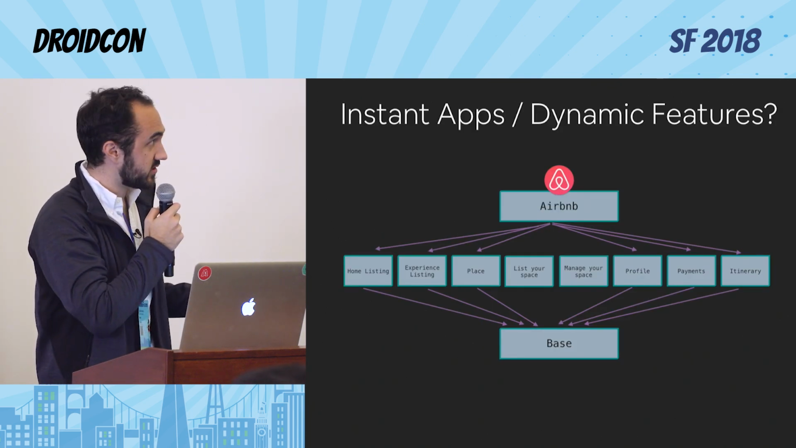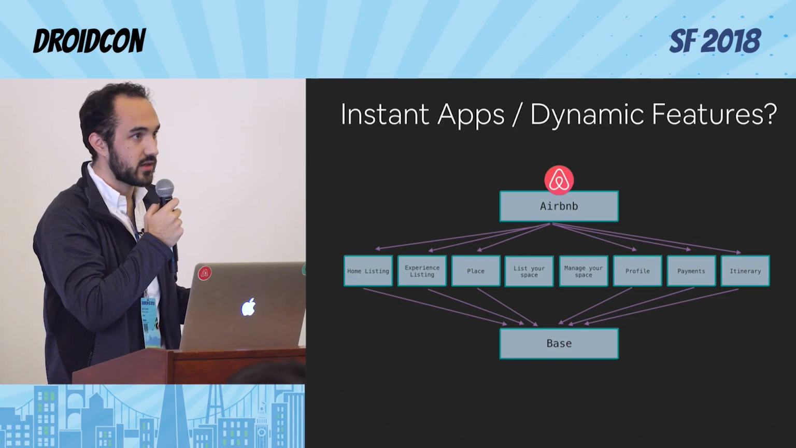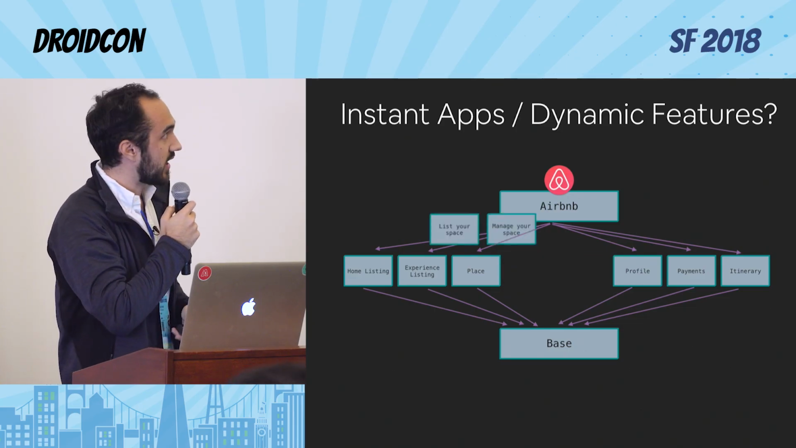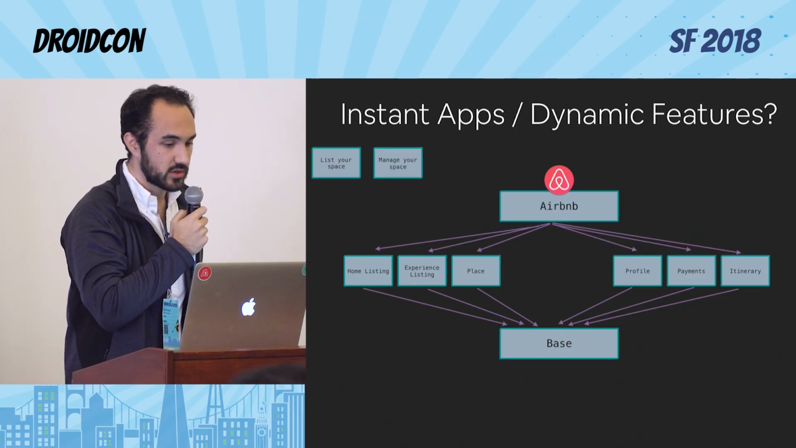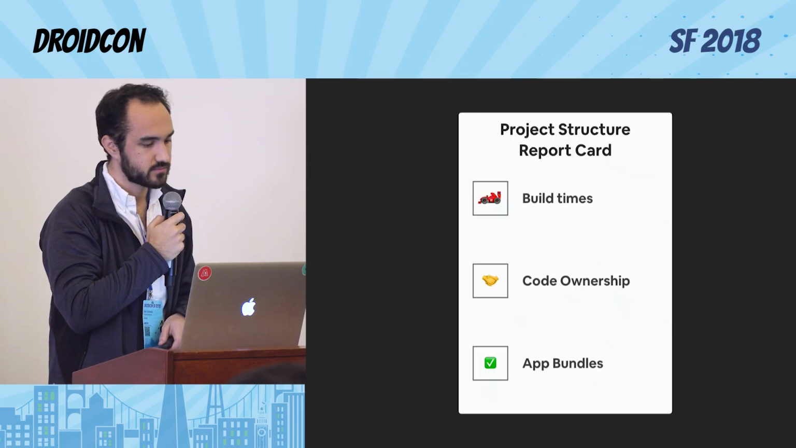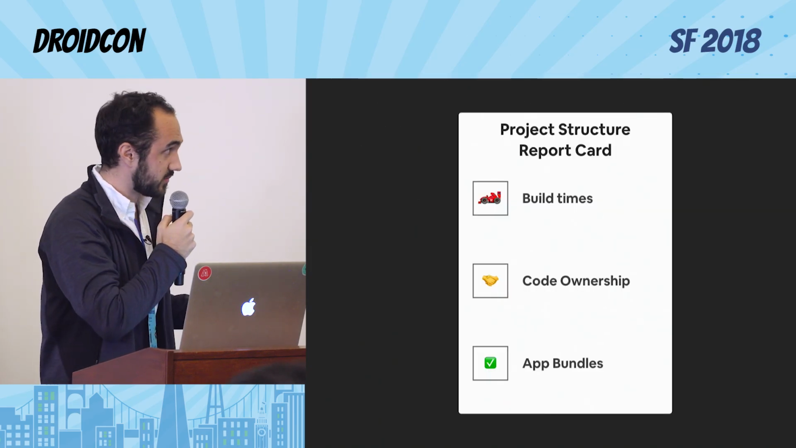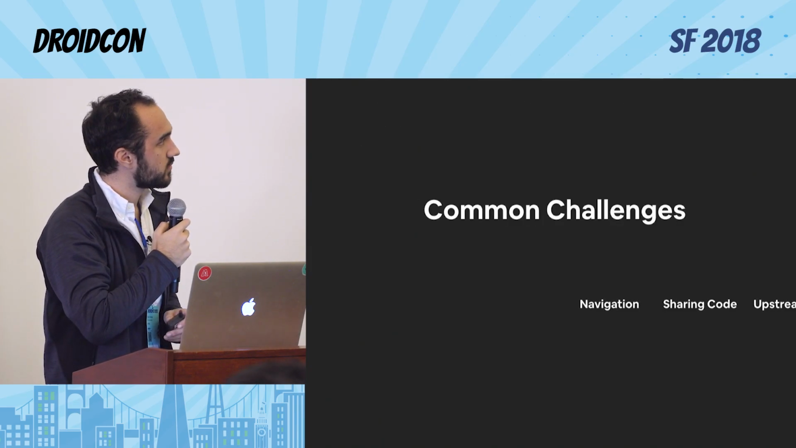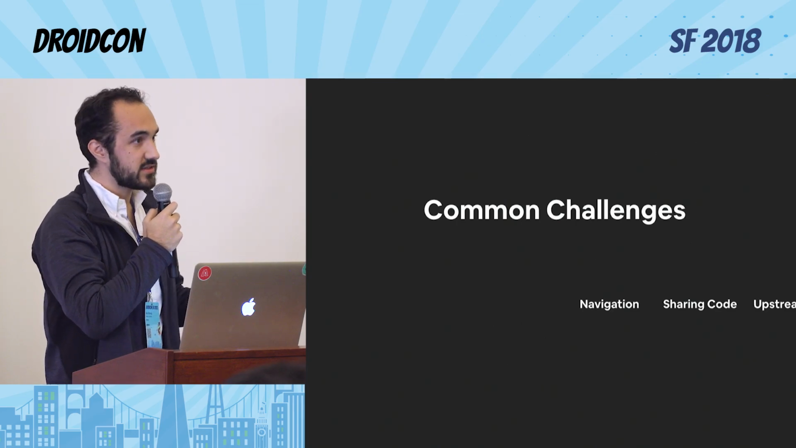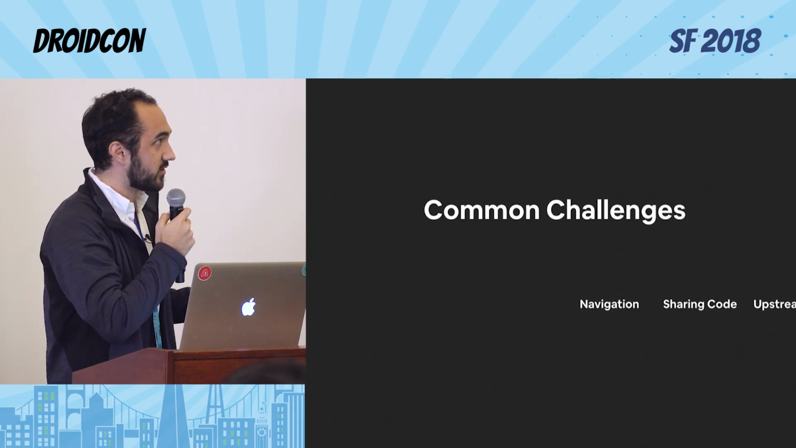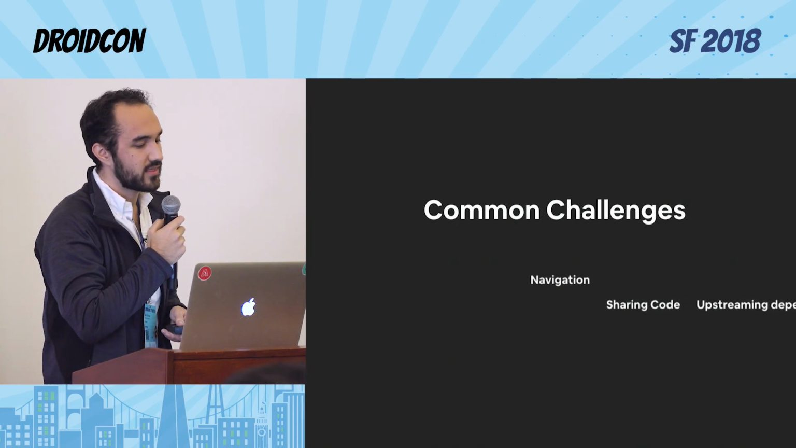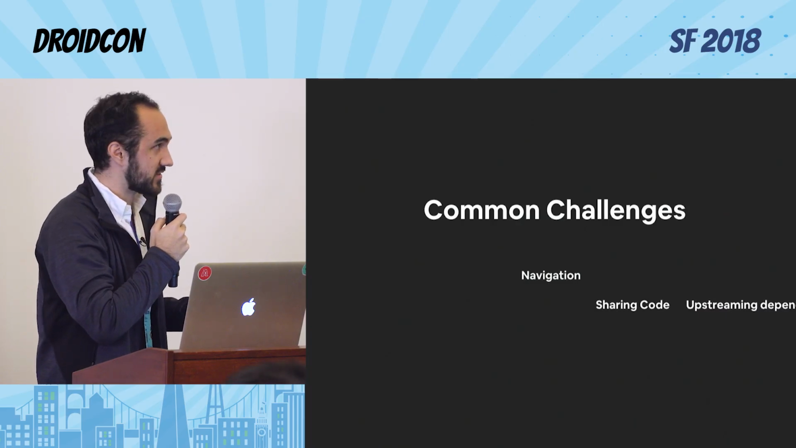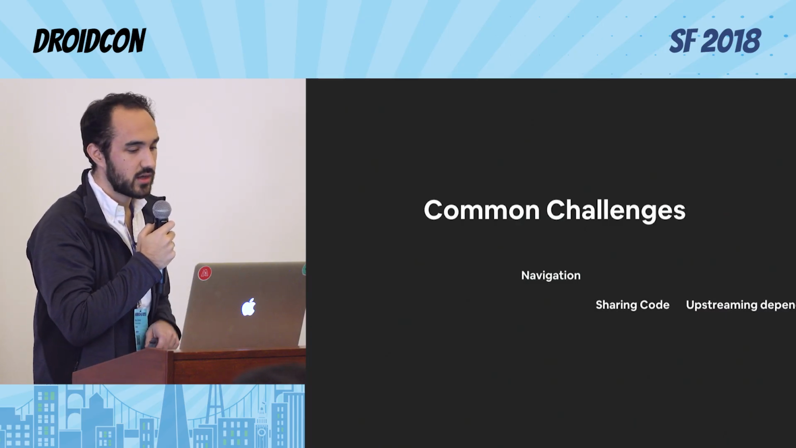And for app bundles, we can take some of the features. Let's say maybe we want to take all the hosting features in the Airbnb app and make them dynamically downloadable. And we can just move them out like that. So overall, this looks pretty good. But even using this structure as your starting point, you're going to immediately run into some challenges. The first one that I think everyone will need to deal with is how you do navigation.